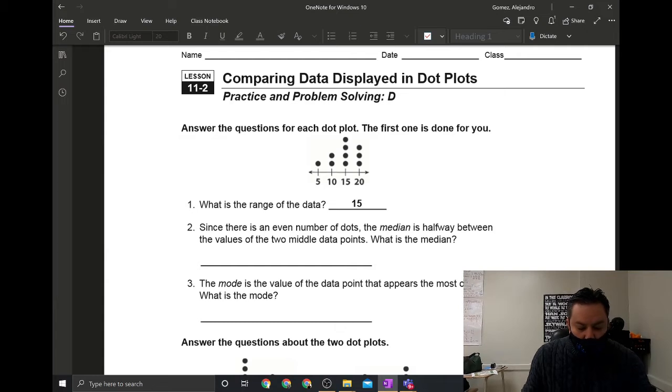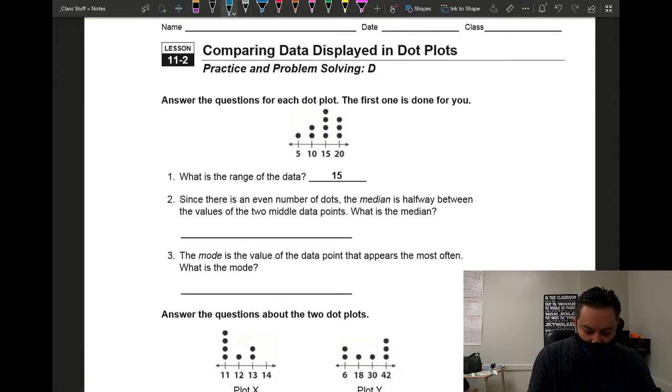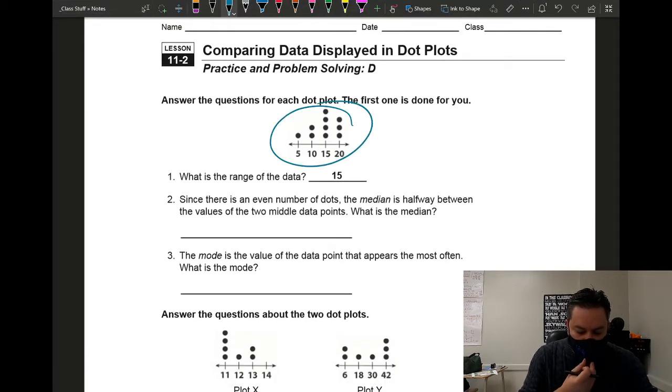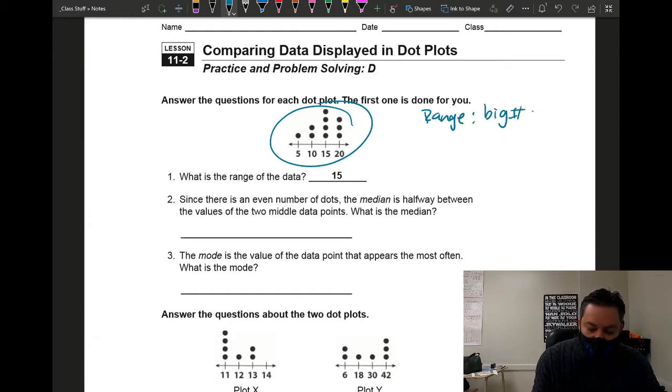So, number one, we're gonna be looking at this sample right here. It says, what is the range of the data? And this one is already done for you. It says 15. Again, to find the range, it's gonna be the big number minus the small number that has a dot. Remember, it has to have a dot. So in this case, we're looking between 5 and 20. Both of them have a number and a dot. So 20 minus 5 gives you 15, and that's what they got right here.